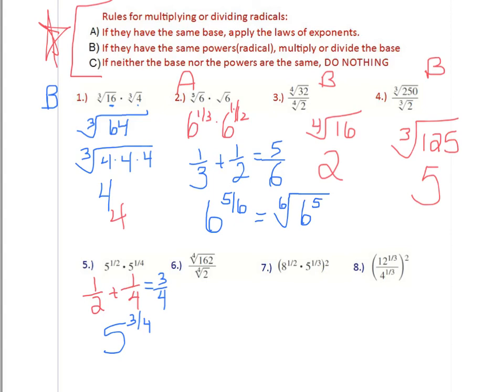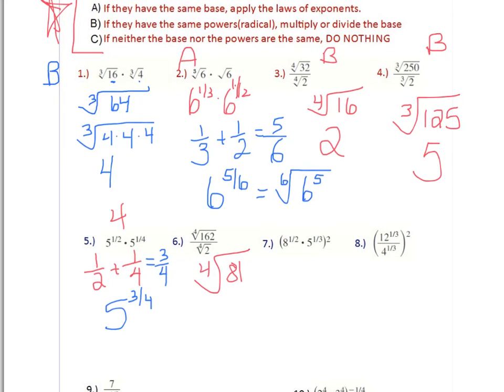Okay, so for number 6, you have the same radicals. So I'm going to divide my bases. And then what times itself 4 times is 81. That's 3.